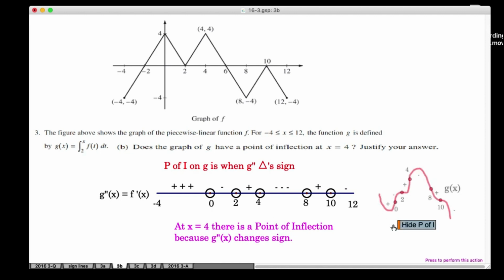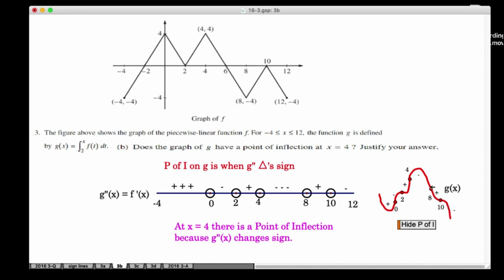Now let's look at that little graph I showed you a minute ago. When G double prime is positive, that means it's concave up. So it's concave up to 0. See, up to 0, it's concave up. Then from 0 to 2, G double prime is negative, so it's concave down. And then from 2 to 4, it's concave up. And then from 4 to 8, it is concave down. Okay, then from 8 to 10, it is concave up. And then from 10 to 12, it is concave down.